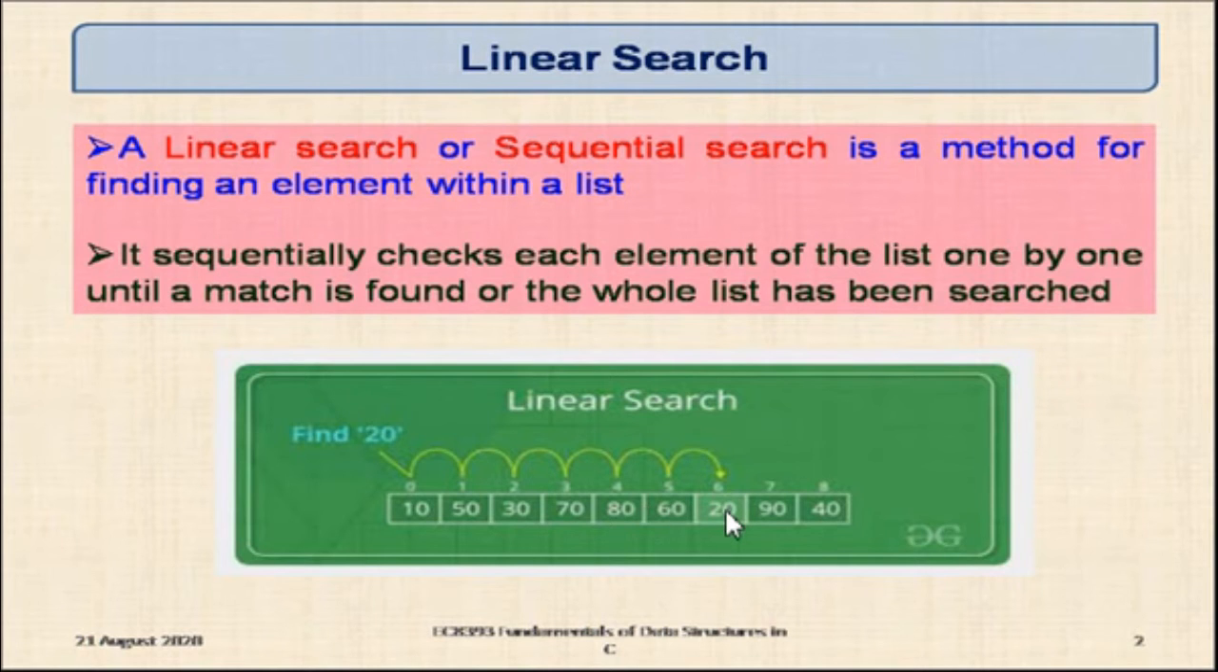Suppose the match is found, what will happen? This function will return the location where that element is available. Otherwise, if until the end of the list the item to be searched is not found, that means it is an unsuccessful search.